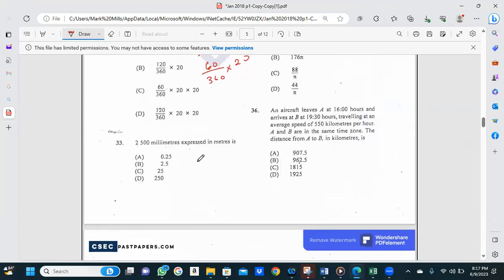33. 2,500 expressed in meters. So that means this one is 2,500 divided by 1,000. So we get 2.5 meters.